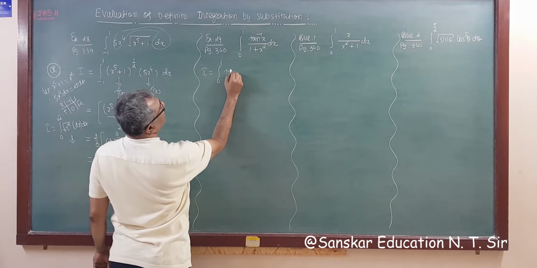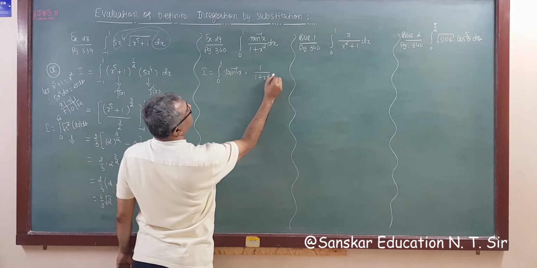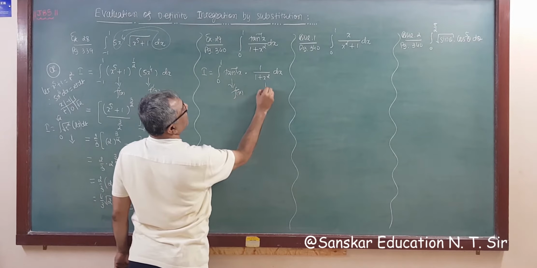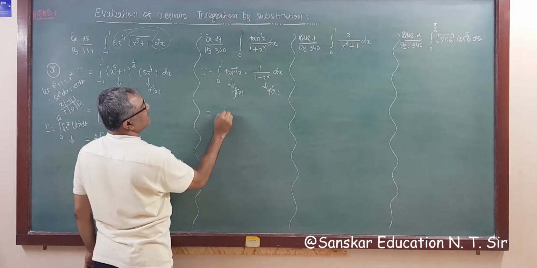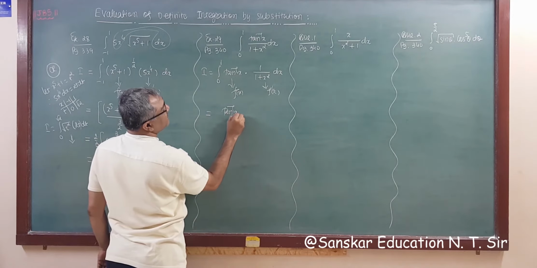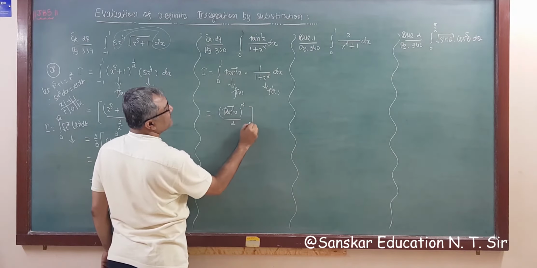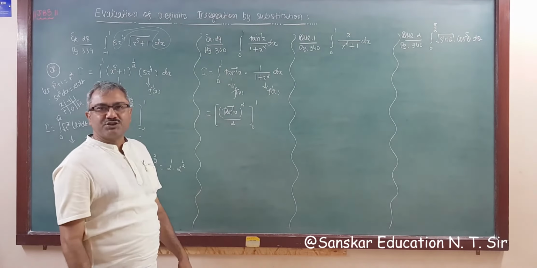This is tan inverse x into, I am writing like this, 1 plus x square dx. So this is f(x) and this is f dash x. So applying that formula, the answer will be tan inverse x whole square divided by 2, and the limit is from 0 to 1. Okay, so it's a very easy question.